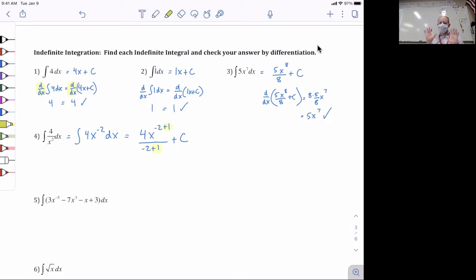Now, I know you can do this in your head. I just wanted to show that there, just so that we remembered that we were adding 1 there. And so this would become 4x to the negative 1 over negative 1 plus c. And then we'll just rewrite our final answer as negative 4 over x plus c.